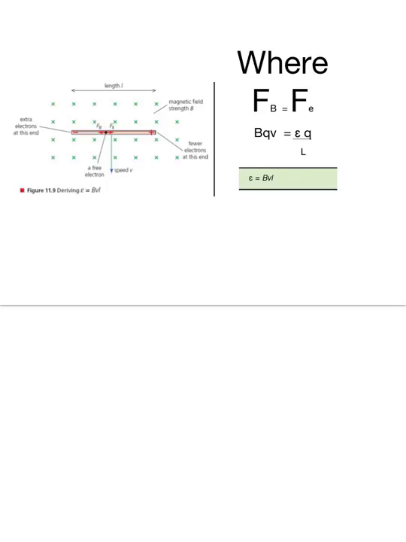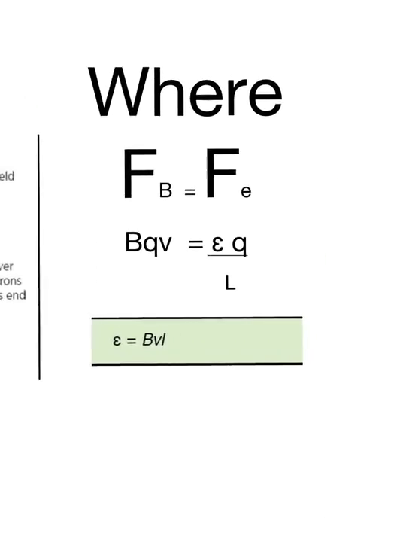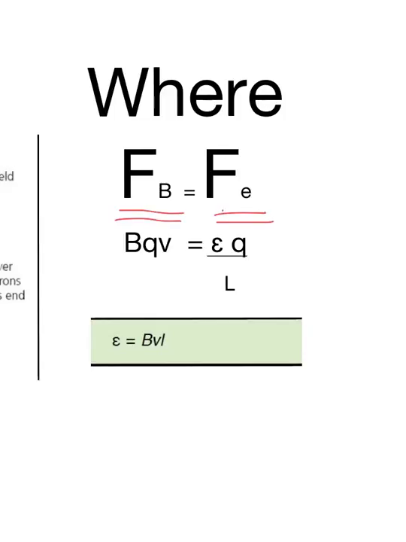So we have a magnetic force which is equal to the force due to the electric field that it then produces. Assuming that the angles are perpendicular, there is no need for sine of the angle. BQV, which is equivalent to the magnetic force, is equal to the force due to the electric field.